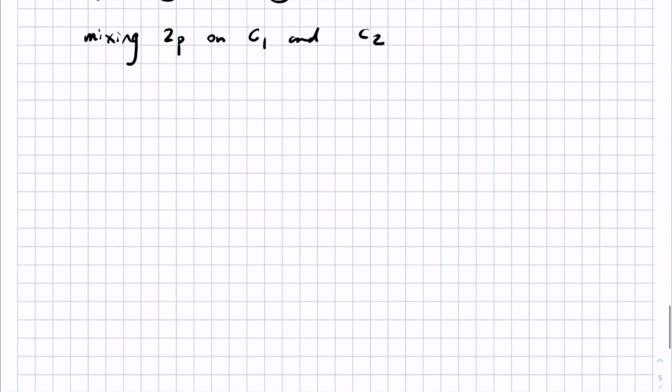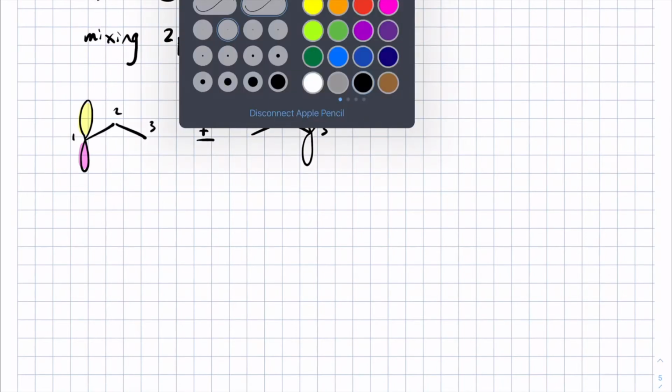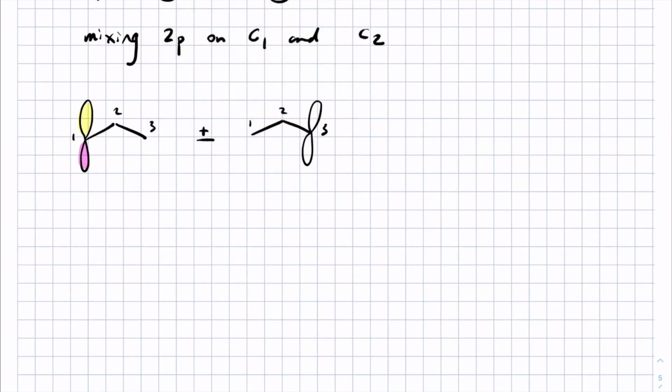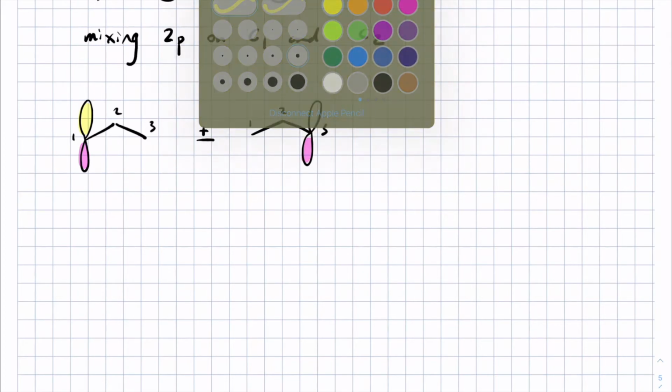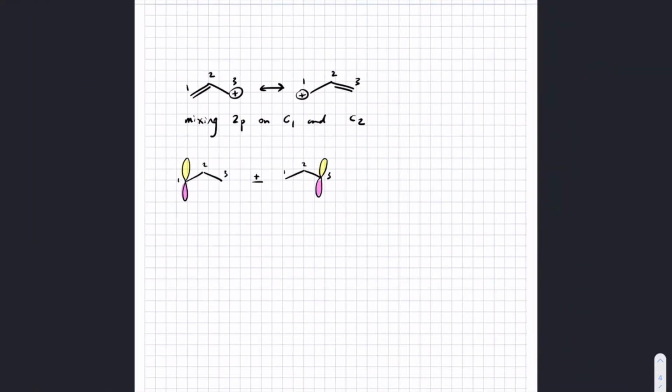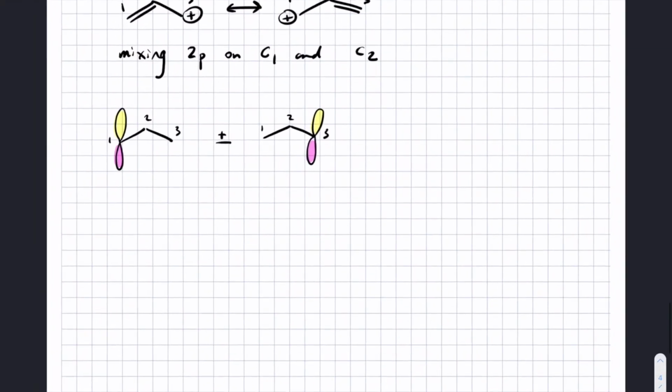All right? So here's the 2p orbital on C1, and we're going to do a linear combination of atomic orbitals with the 2p orbital on carbon 3. We'll do in phase and out of phase. Now, you mix these two together.